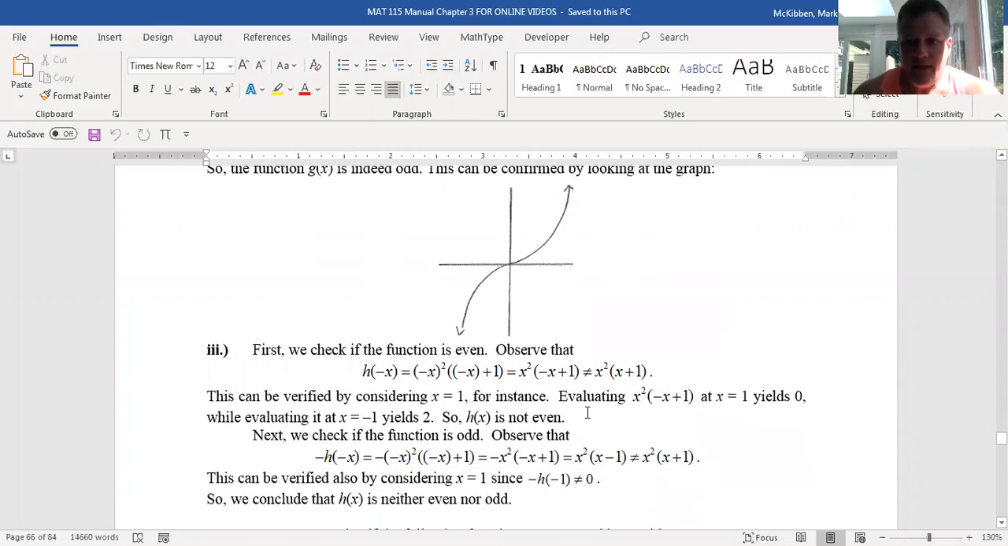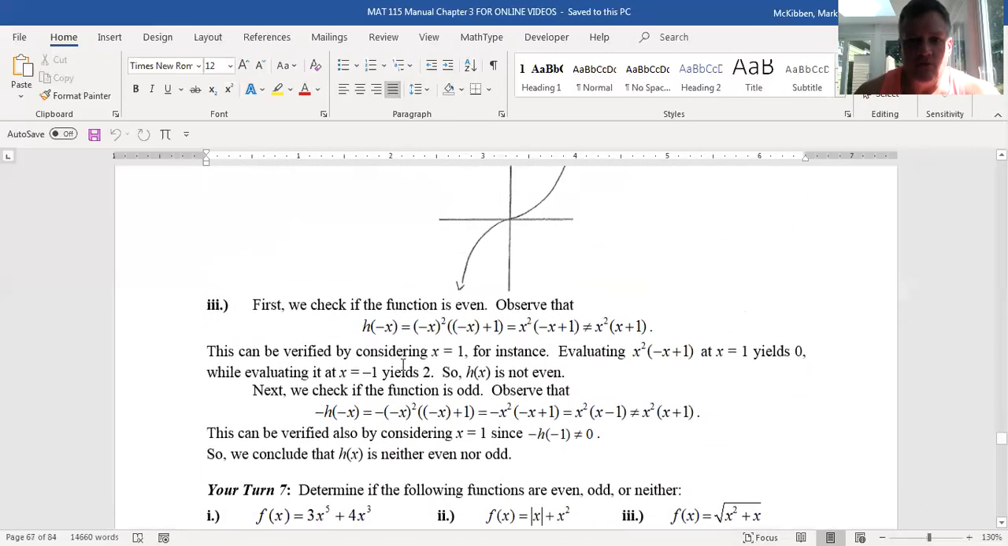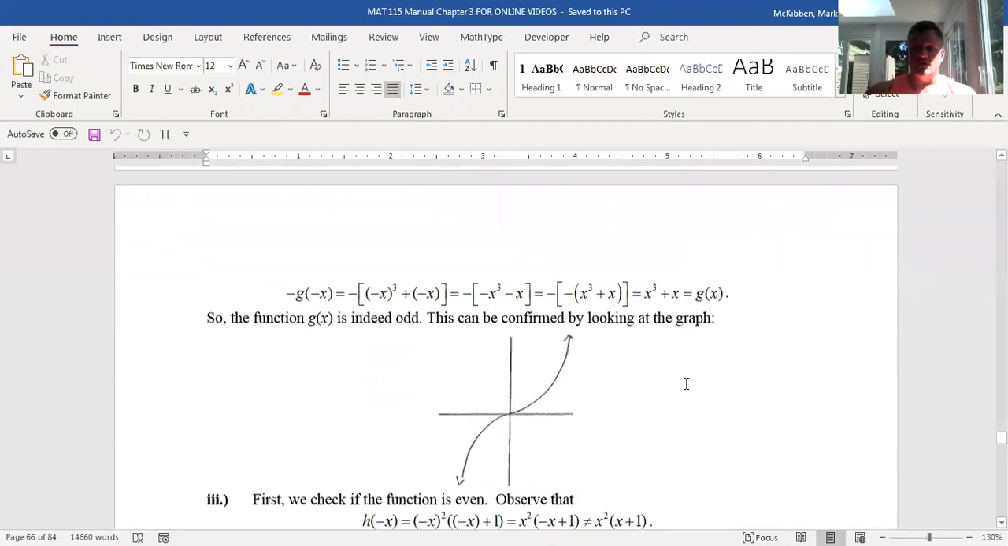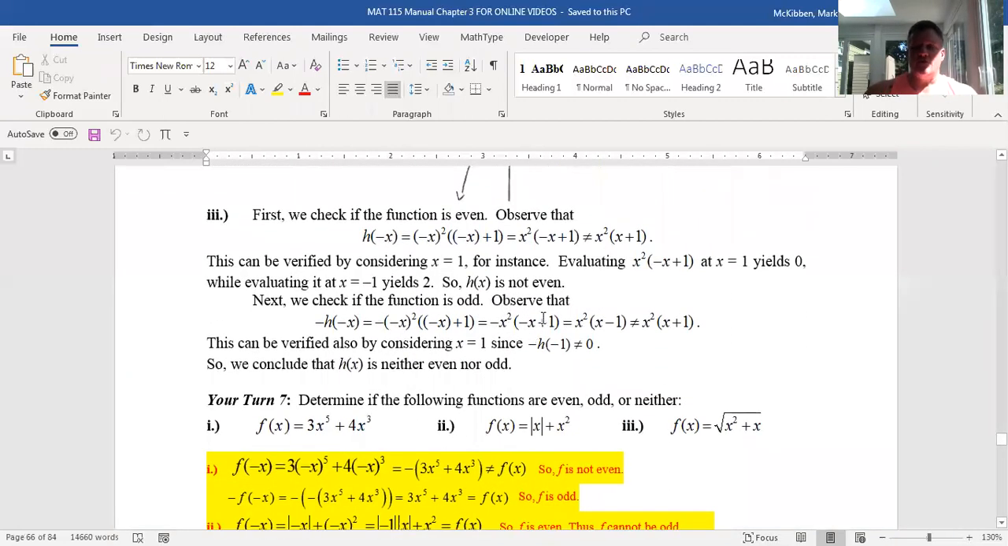All right, and then this one, I'll let you read through part 3. You do the same thing. You plug in negative x everywhere there's an x and see if that equals either h of x or negative h of x. In this case, it's neither, right? You can check that out. A function need not be either even nor odd, right? It doesn't have to be either one. And so in this case, you don't get these expressions being equal, and that's perfectly fine.